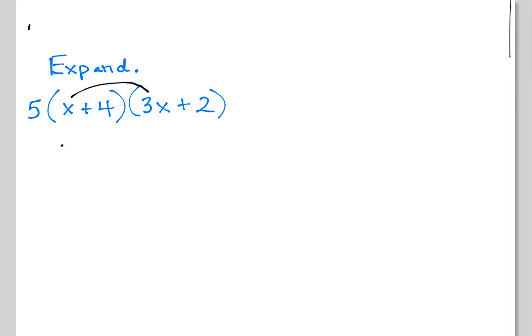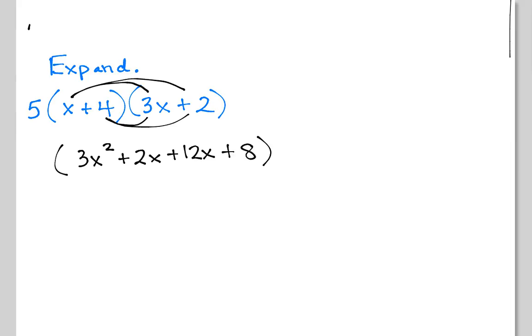X times 3x. X times 2. 4 times 3. And 4 times 2. Where'd the 5 go? It still stays on the outside. Now before I put that 5 in, is there anything I could do to the black expression there? Collect the like terms. Very nice. And you used proper vocabulary too, which is gorgeous. Now that it's simplified, 2 and 12 make the 14. I'm going to throw the 5 in now.